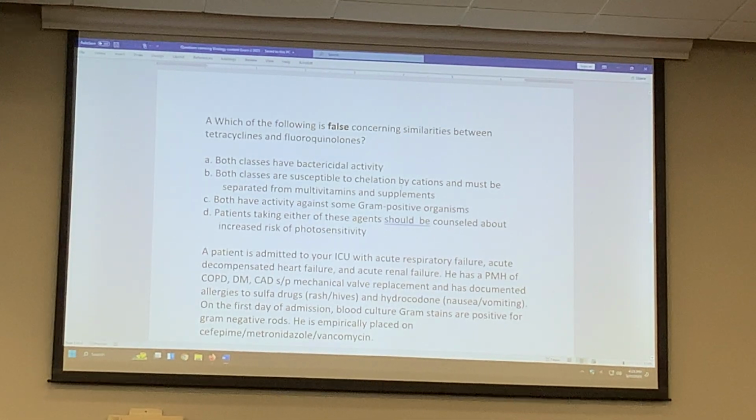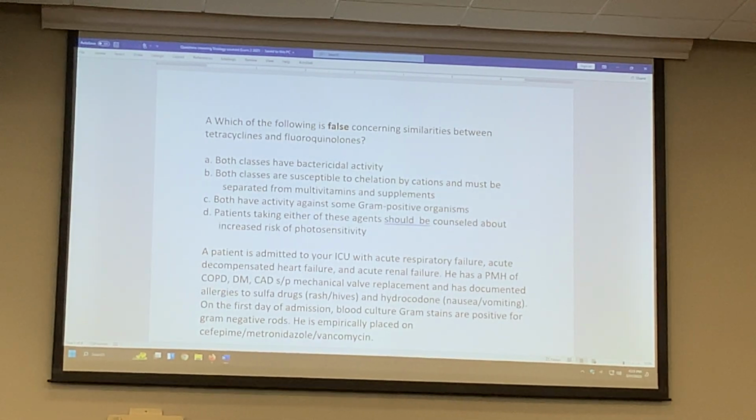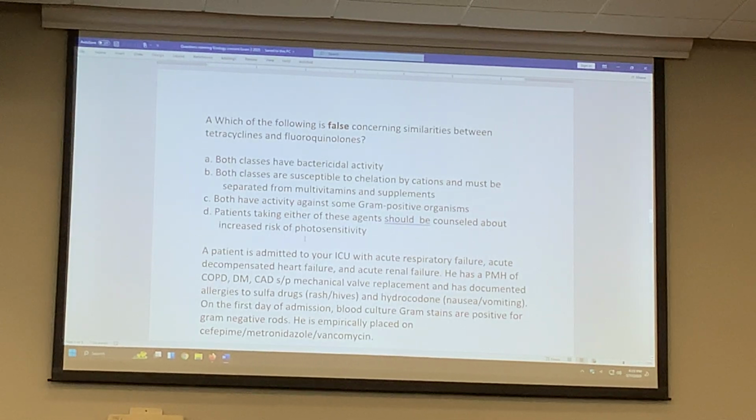Both are susceptible to chelation by cations and must be separated from multivitamins and supplements. Is that correct? Yes. Both have activity against some gram-negative organisms. Yes. H-flu, for example, Haemophilus would be one. Patient taking either of these agents should be counseled about increased risk of photosensitivity. Yes, we already talked about that. Okay.